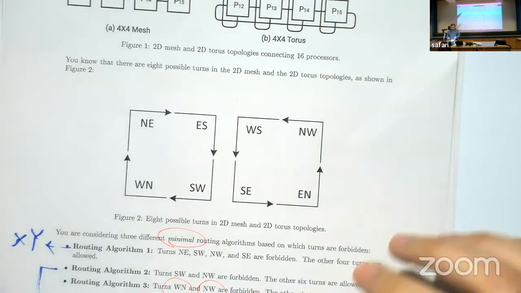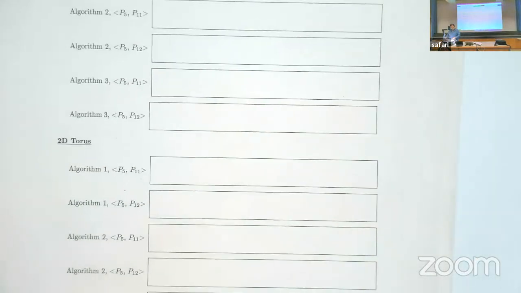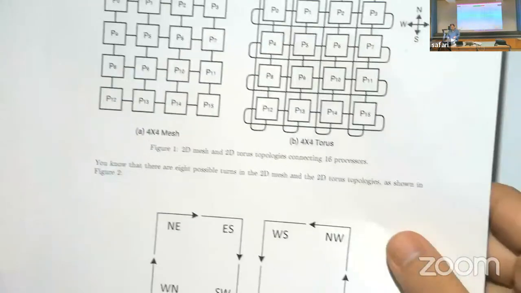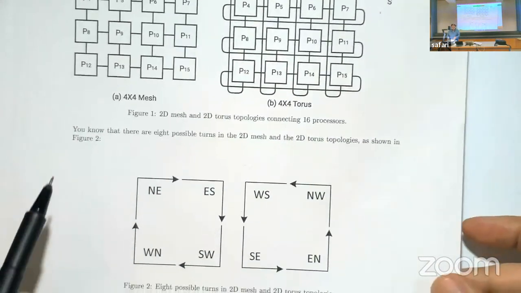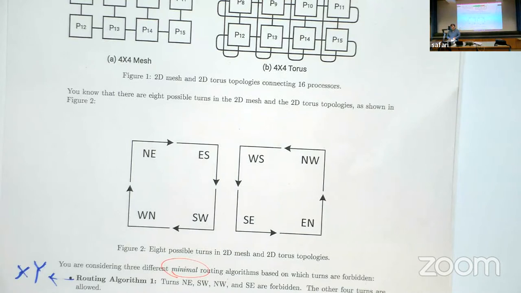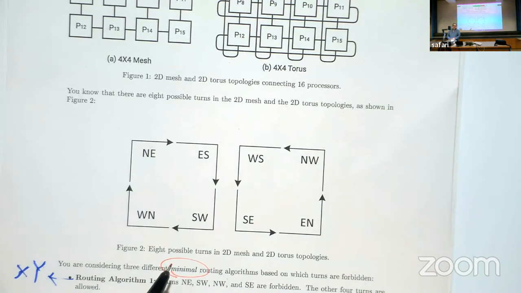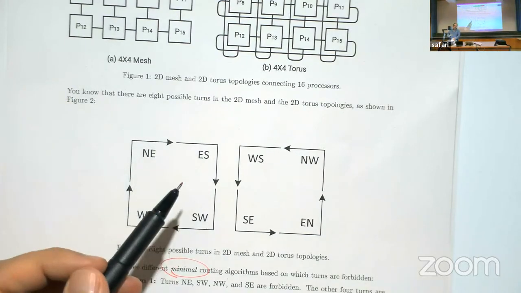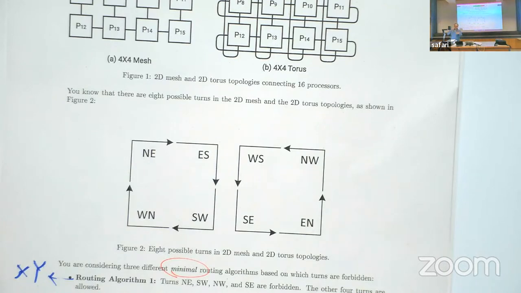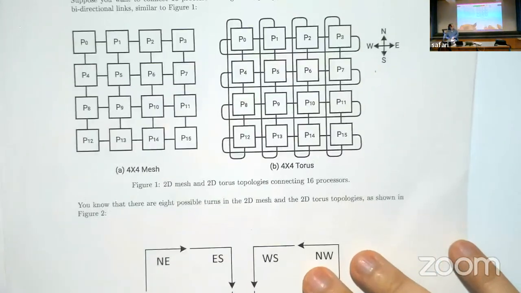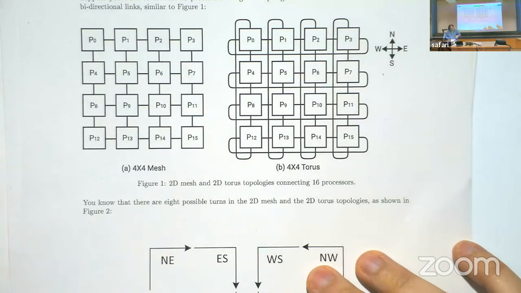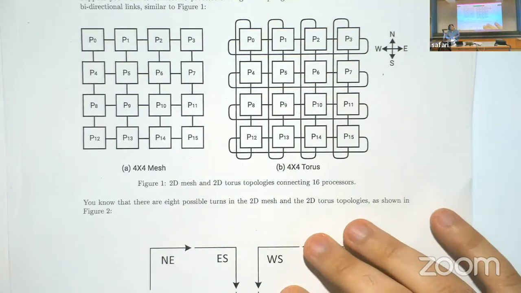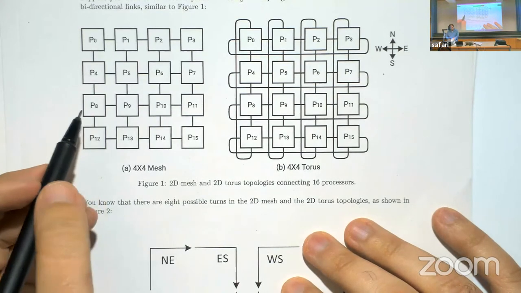So the answer would be the same as routing algorithm 2. However, from P5 to P12, which is the second part of this question, since we are going to the west of the network, we may take west-north or north-west. Are we really taking those turns? No, because P12 is, with respect to P5, in the south of the network. So if you want to go minimal path, you won't take any west-north or north-west turns. Okay, sounds good.